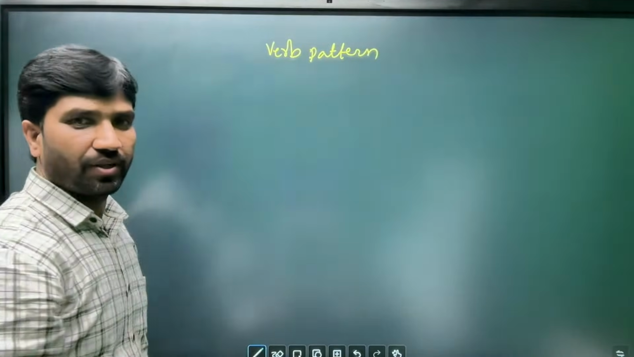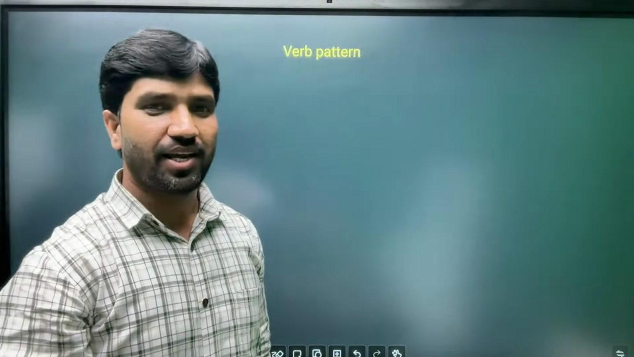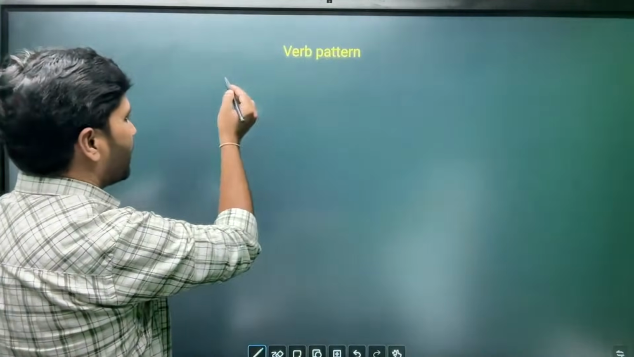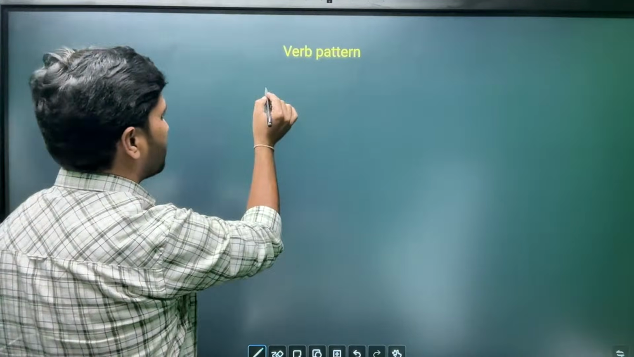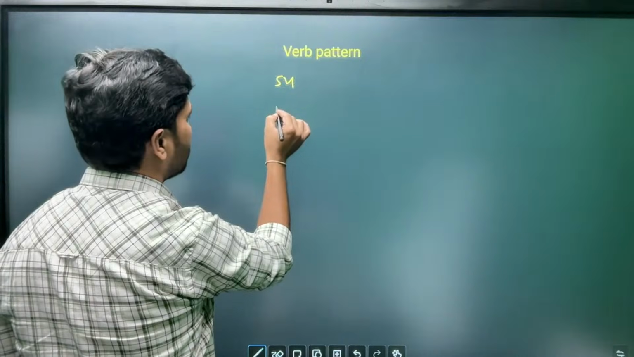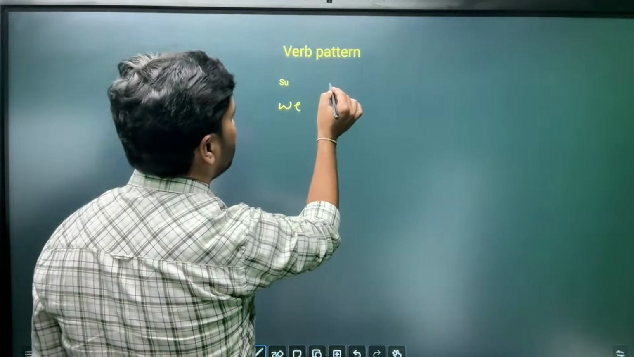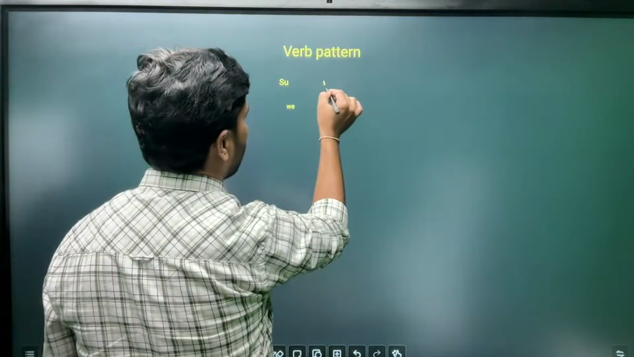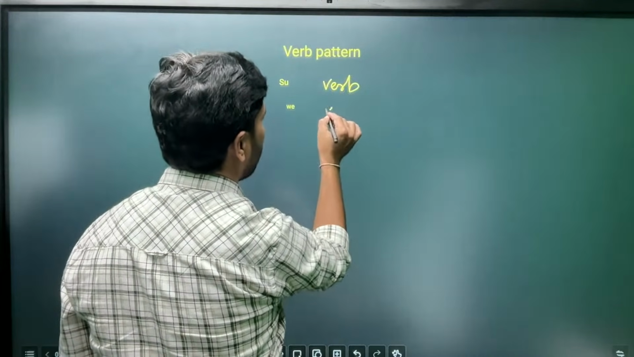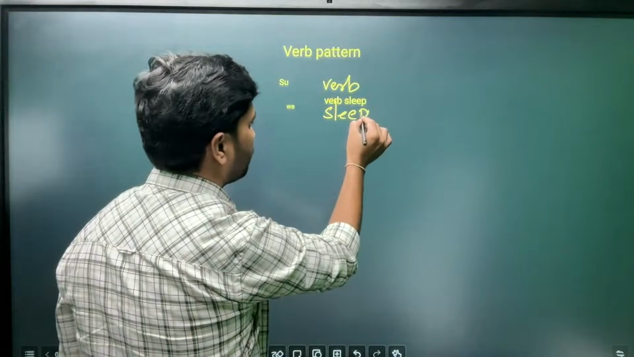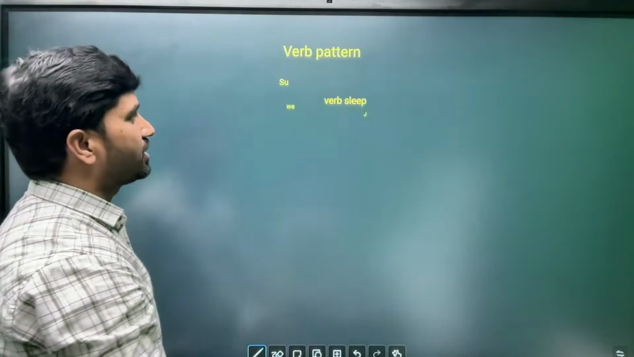Verb pattern. Say how to write a verb pattern here. For example, in examinations they have given the subject as we, and the verb as sleep. We sleep. This is the sentence given.